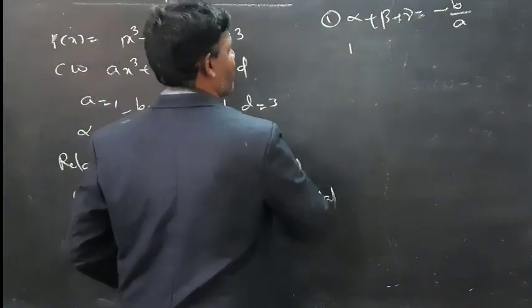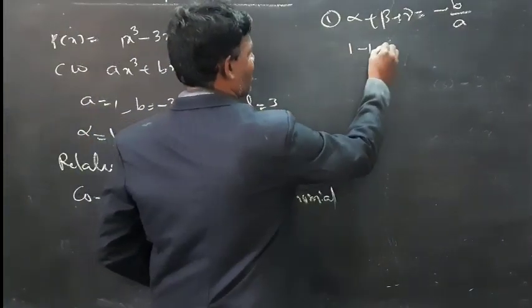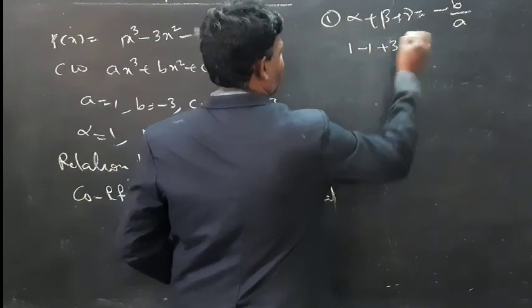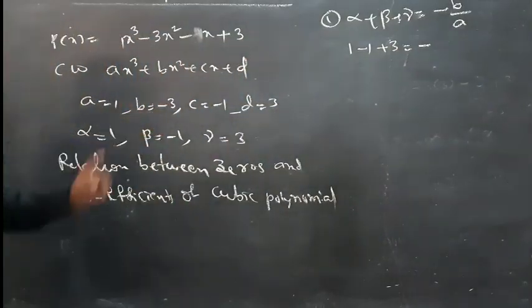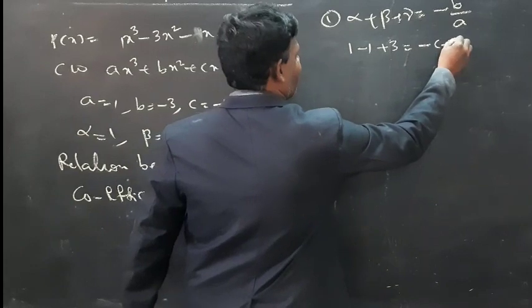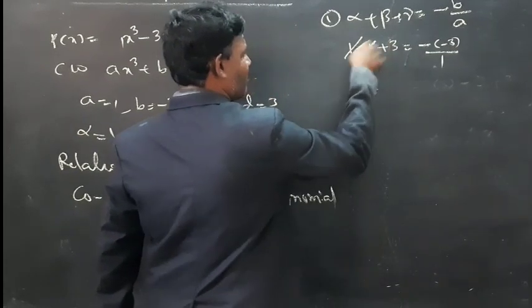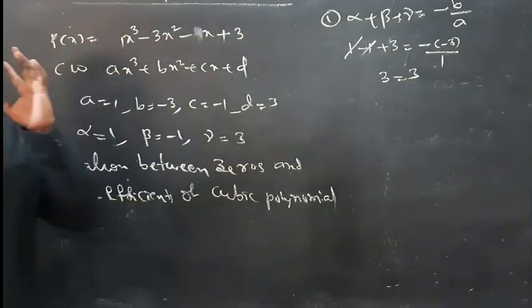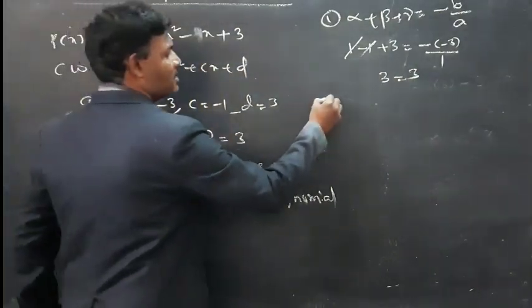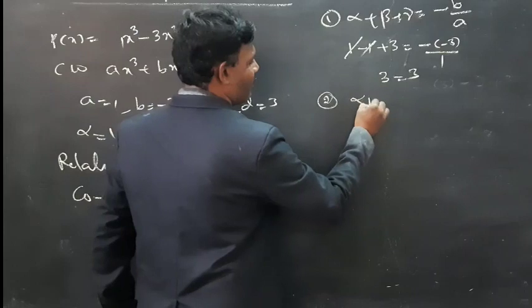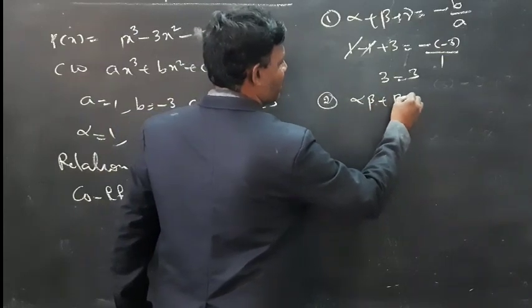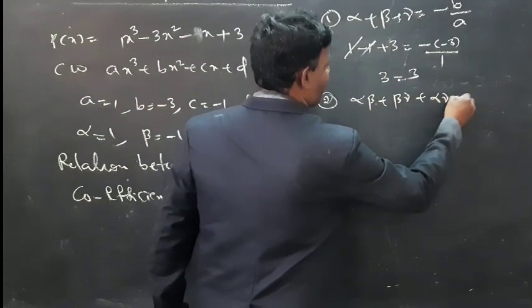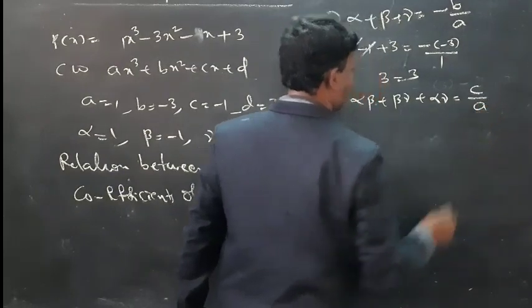Alpha means 1, beta means minus 1, gamma means 3 is equal to minus of. What is the value of b? Minus 3. So minus of minus 3 by 1. Plus 1 minus 1 cancel. So 3 is equal to 3. First relation satisfied.